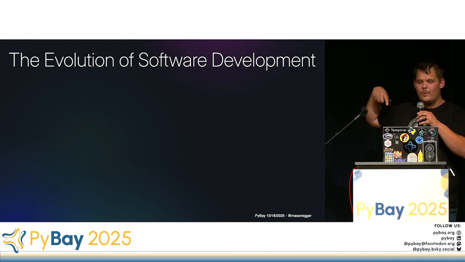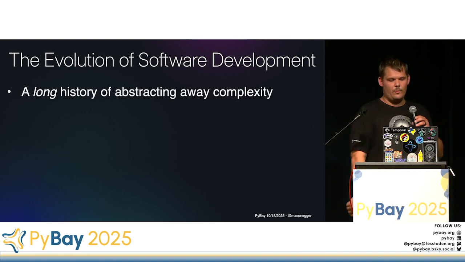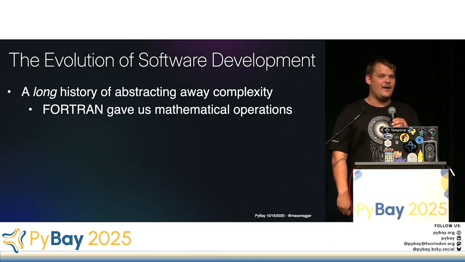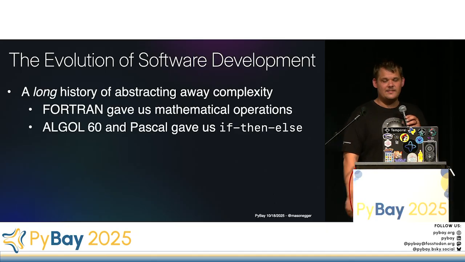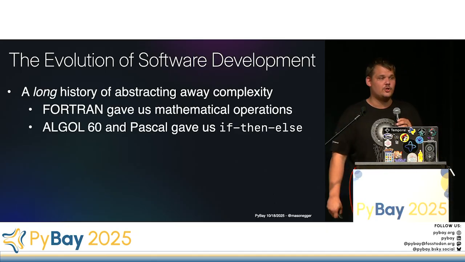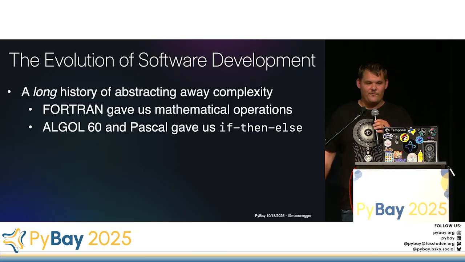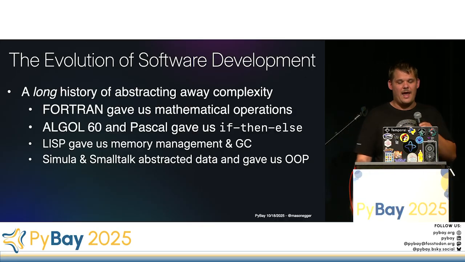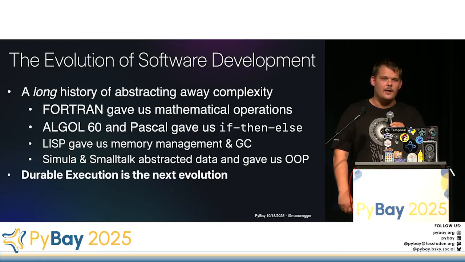But basically, we have the evolution of our software industry. We have a long history of abstracting away complexity from the user. Fortran gives us mathematical operations, so we don't have to manually move things across registers and shift things. Algol 60 and Pascal gave us if-then-else, so we're not blindly jumping through our code. And if you are, may God have mercy on your soul, because that's going to be awful. Lisp gave us memory management and the garbage collector. Simula and Smalltalk abstracted data away and gave us object-oriented programming, and the list goes on and on.